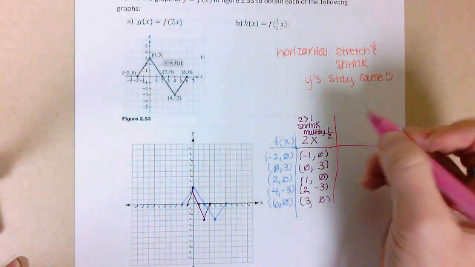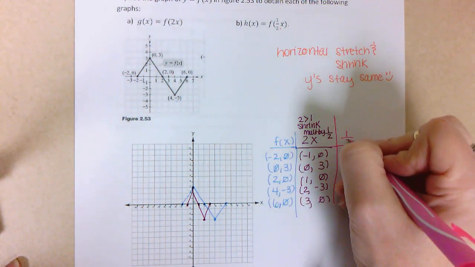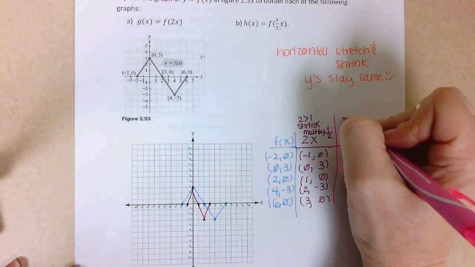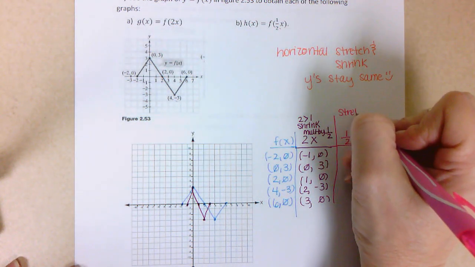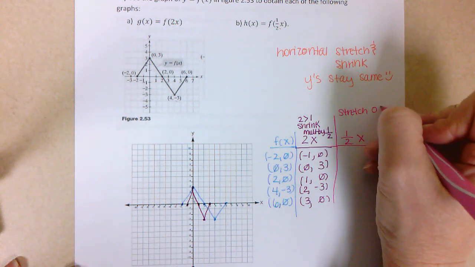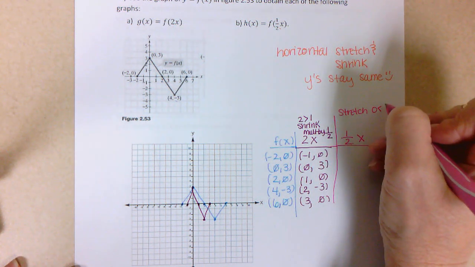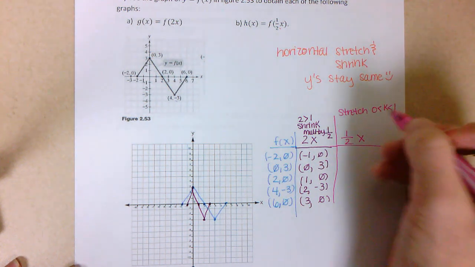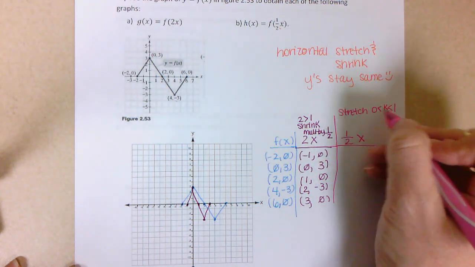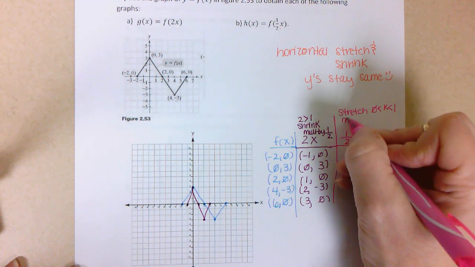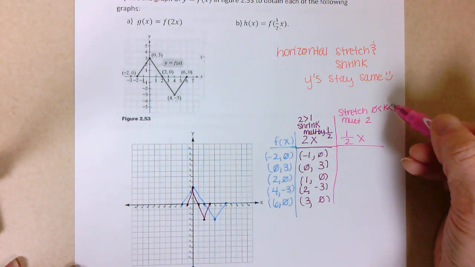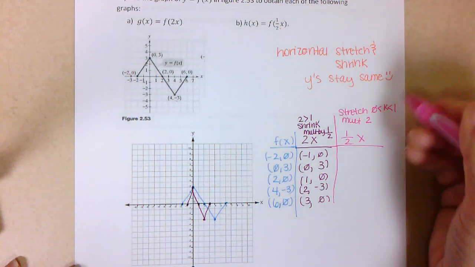So our last one is 1/2 x. Now remember, it's a stretch if 0 is less than, let's say k, is less than 1, right? Now since the 1/2 is in here, we're going to multiply by what? 2, right? Because it's 1/2 of 1/2. Anyway, so that would be 2.